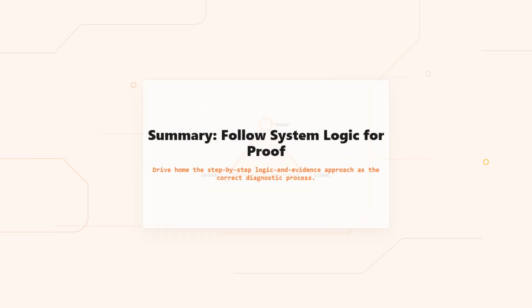When diagnosing limp mode, always start with a logic path. Understand what the ECU detects, compare related signals, and confirm problems with loaded tests. Only act when your measurements and logic agree. This approach saves you time and prevents unnecessary part swaps.